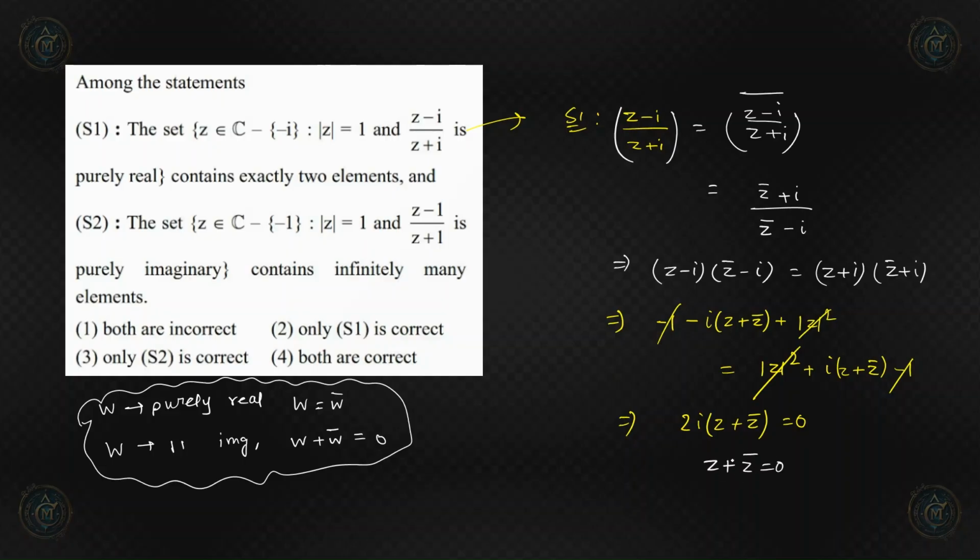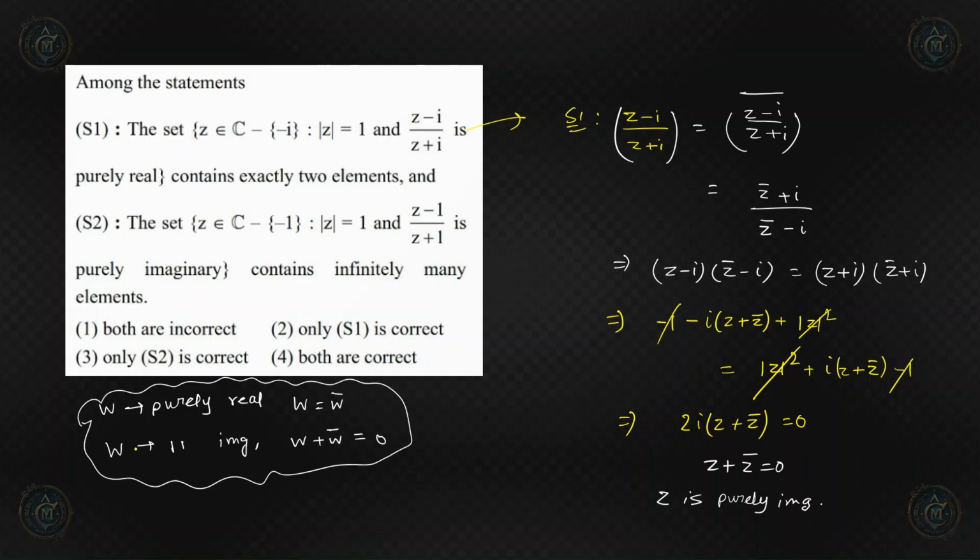Now what does this indicate? This indicates that z should be purely imaginary, right? The condition that we just discussed, that w plus w bar equal to 0, means that w is a purely imaginary complex number. That means z is purely imaginary. Okay, so how many purely imaginary complex numbers are there within this circle?